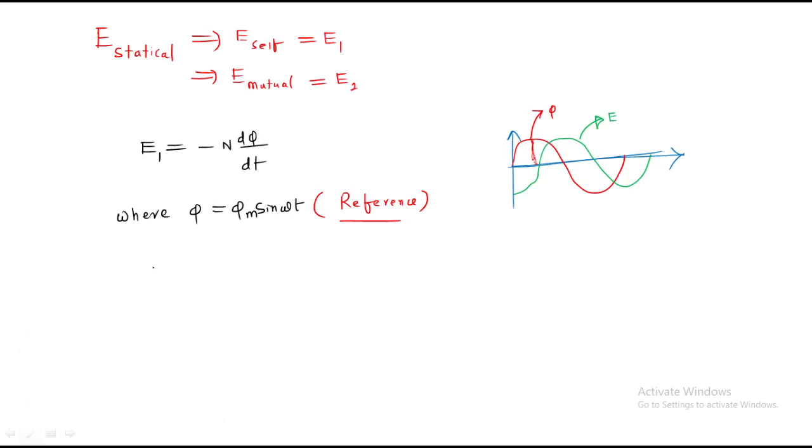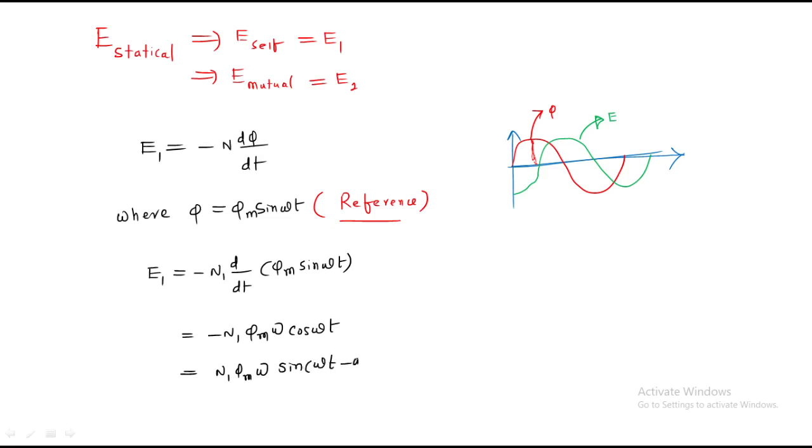Therefore, substituting this value, E1 is equal to minus N1 d by dt of φm sin ωt, which is equal to minus N1 φm ω cos ωt. In order to eliminate this minus sign, it is N1 φm ω sin(ωt minus 90). From this waveform, this is the maximum value of EMF, E max.